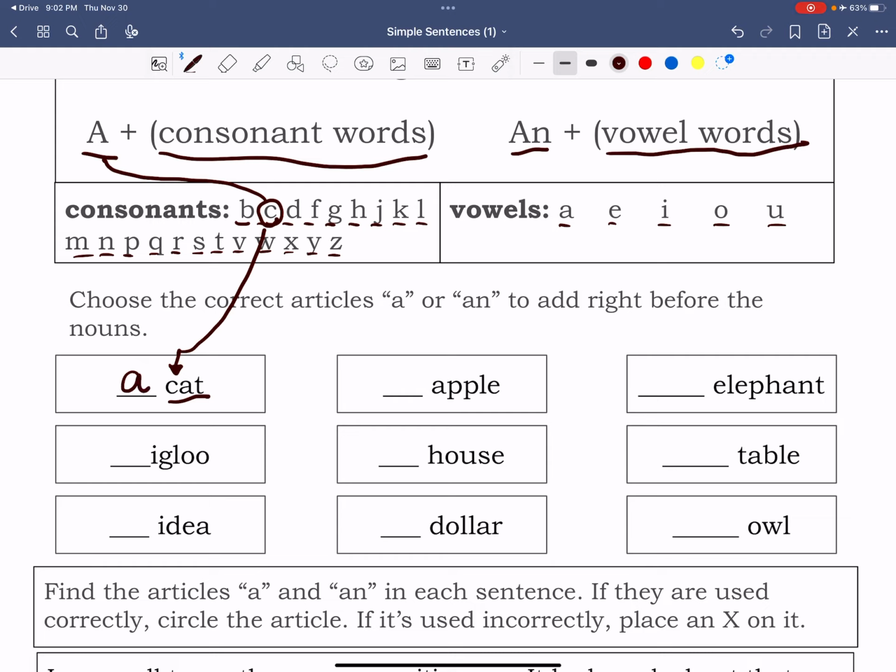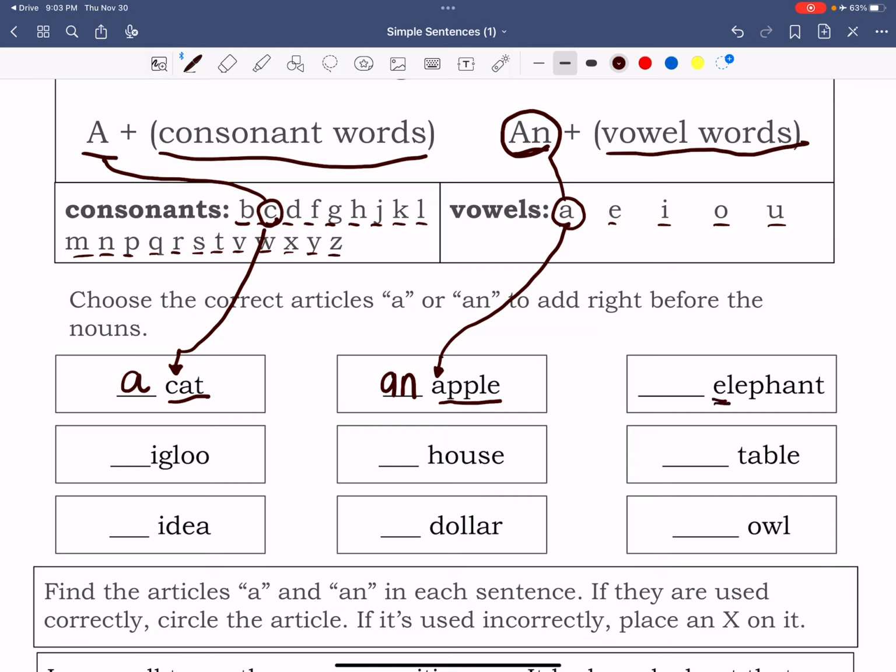Let's go ahead and move on to the next one. The next word is apple, and apple starts with the letter A. And the A can be found in the vowels. So when we are talking about a word that starts with a vowel, we're talking about a word that's going to be connected to an. So we would say an apple. An apple. Okay, let's go ahead and try some more examples.